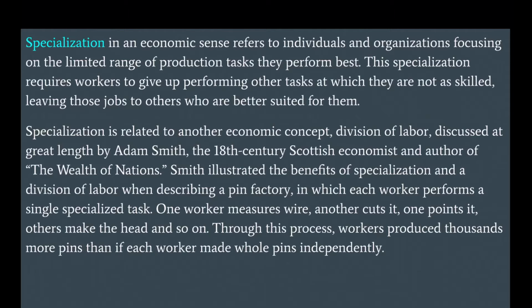Specialization is related to another economic concept, that is, division of labor, discussed at great length by Adam Smith, the 18th century Scottish economist and author of The Wealth of Nations. Smith illustrated the benefits of specialization and a division of labor when describing a pin factory in which each worker performs a single specialized task. One worker measures wire, another cuts it, one points it, another makes the head, and so on. Through this process, workers produced thousands more pins than if each worker made whole pins independently.